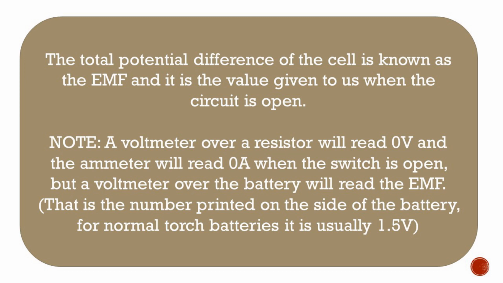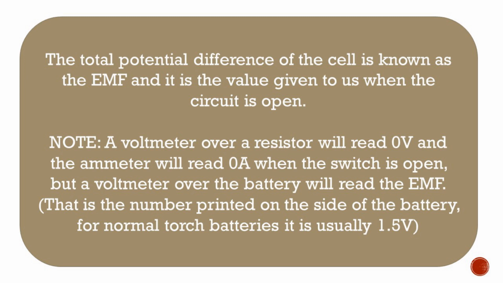Ironically, that is generally the number that they print on the battery as well. So you think, oh wow, it's a 1.5 volt battery. And then you put it in a circuit and it only provides you with 1.3. Marketing people. So the voltmeter, when I have an open circuit, in other words my switch is open, my circuit isn't flowing, there's no current in the circuit, will give me my EMF. Just by the way, if I put a voltmeter over a resistor, or if I put an ammeter in the circuit, the voltmeter over the resistor is going to read 0 volts. The ammeter is going to read 0 amperes when the switch is open. But the voltmeter over the battery will read the EMF.